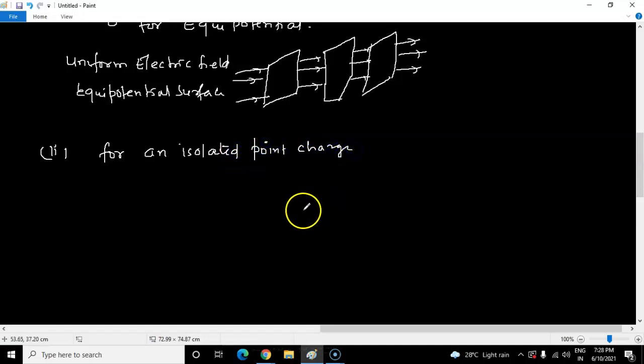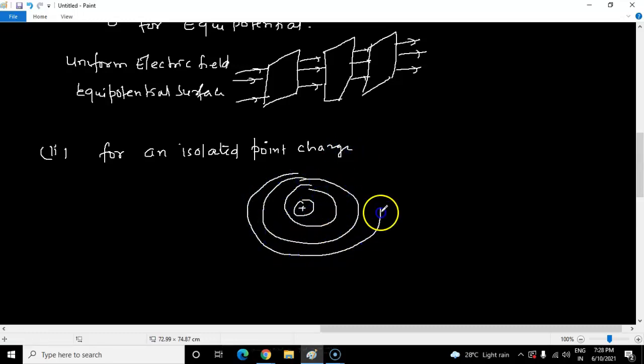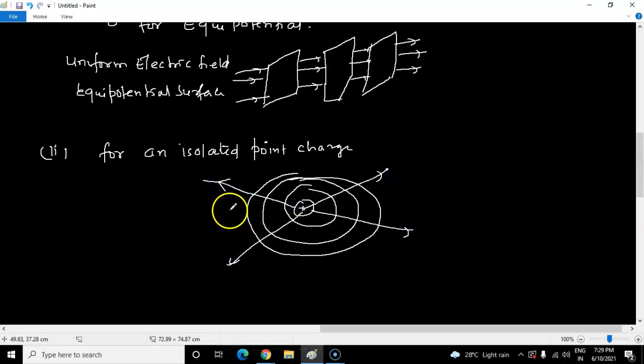Now, for an isolated point charge, it will look like this: a plus charge q here, with circular shapes like orbits. The equipotential surfaces are spherical, in all directions around the charge. Okay, so this is for the isolated point charge.